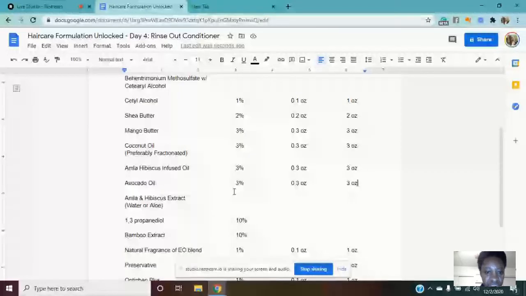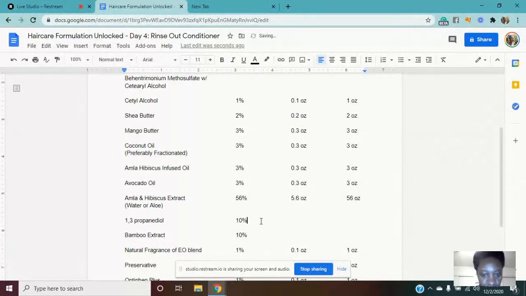So it will be 56% here, which is perfect because this is going to be the water portion. I want water to be the main thing in our conditioner. So this would be 5.6 ounces and 56 ounces here. And then this would be 1 ounce. Then I'll just copy it.